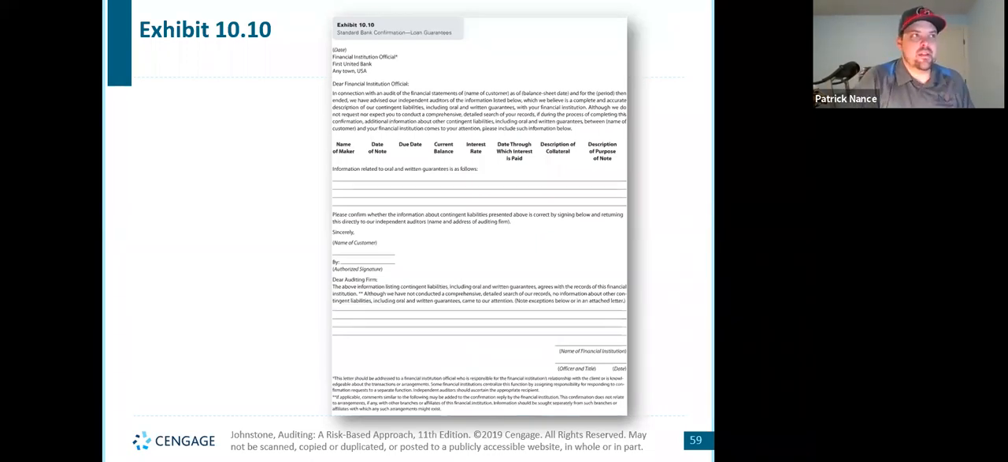This is a loan guarantee confirmation. This is on page 523. So we're getting close on time. So this is the last thing I'll talk about. So I'm trying to keep these under 15 minutes.